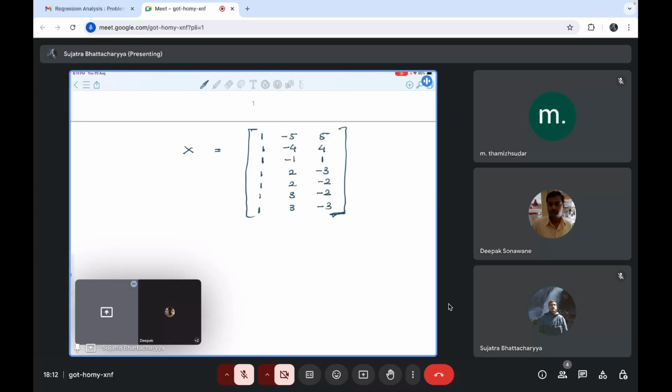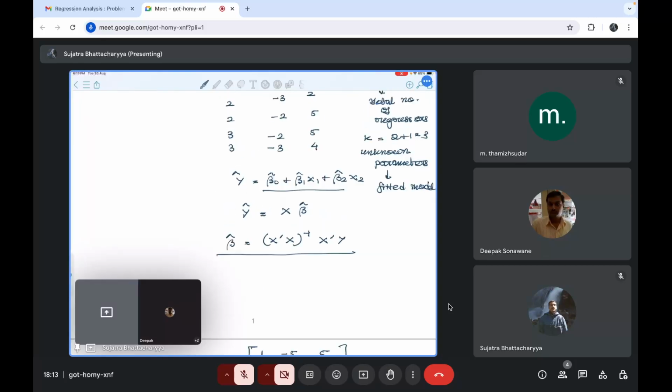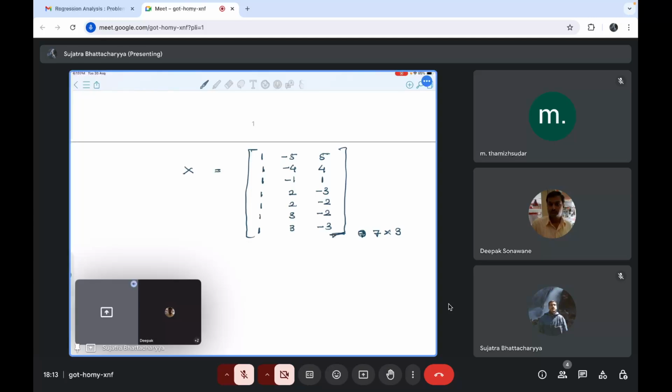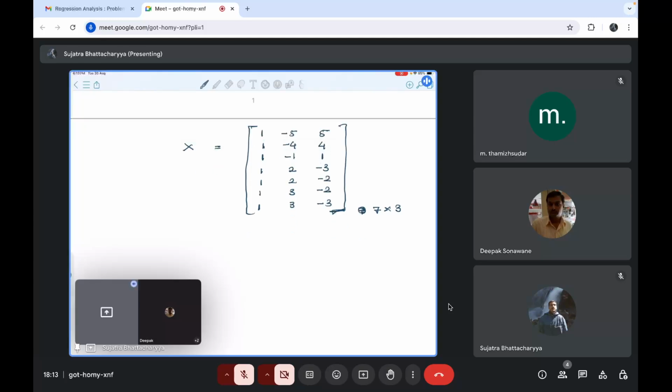Of course, this is a 7 rows matrix and a 3 column matrix, the 3 columns representing the regressors: 1, x1, x2. So based on this it is written. So the X matrix is a 7 cross 3 matrix.